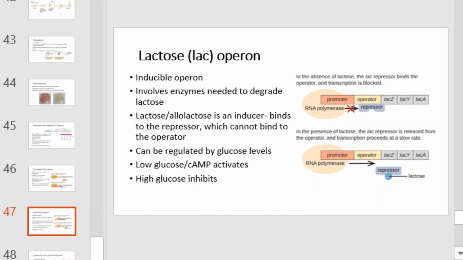Here we have the lactose operon, which is an inducible operon. It involves enzymes needed to degrade lactose. Allolactose is an inducer which binds to the repressor, which then cannot bind to the operator. It can also be regulated by glucose levels. When glucose is low, cyclic AMP activates the operon. When glucose is high, it inhibits it.